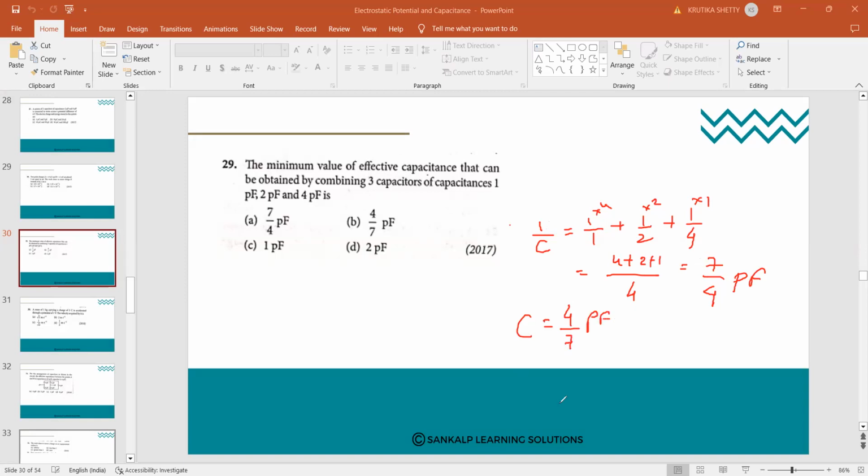So what we do in the exam, here 7/4 is also given, 4/7 is also given. So if you do not take the reciprocal, you will mark option A, and it will be wrong. So it is 4/7. Okay, so to have the minimum we need to take the series combination. To have the maximum we need to go for the parallel combination in case of capacitors. Okay, I hope you have copied this down. Next question.